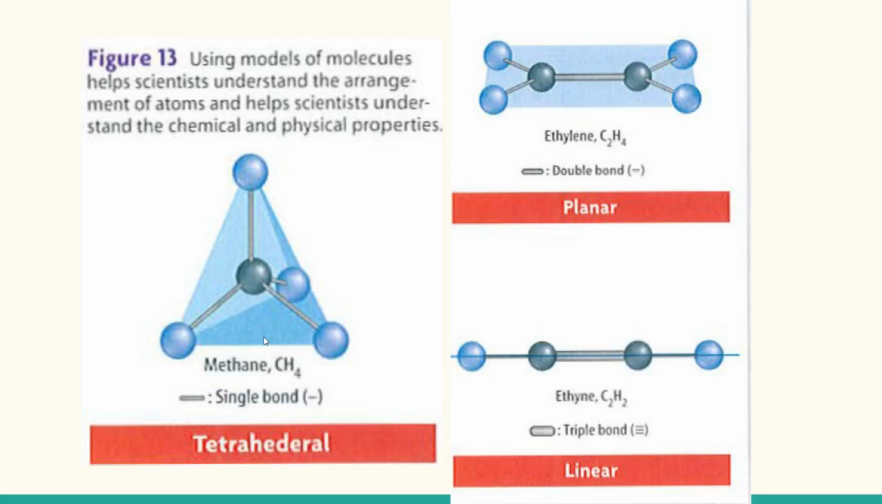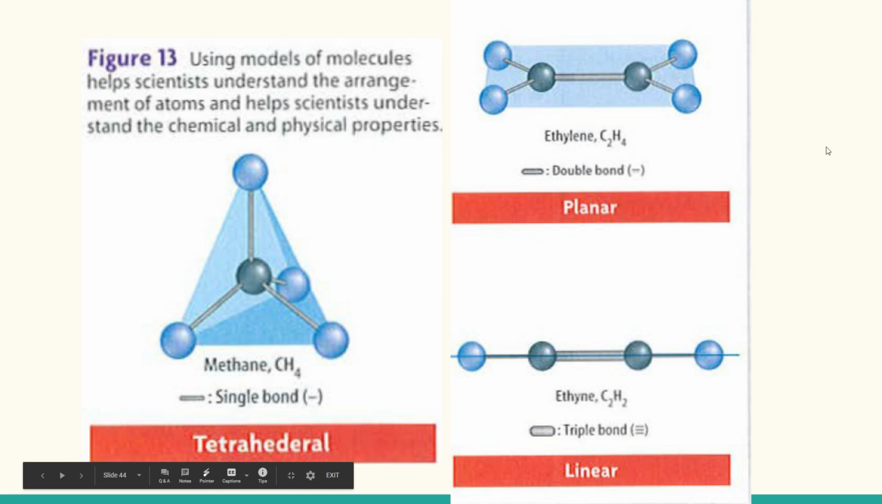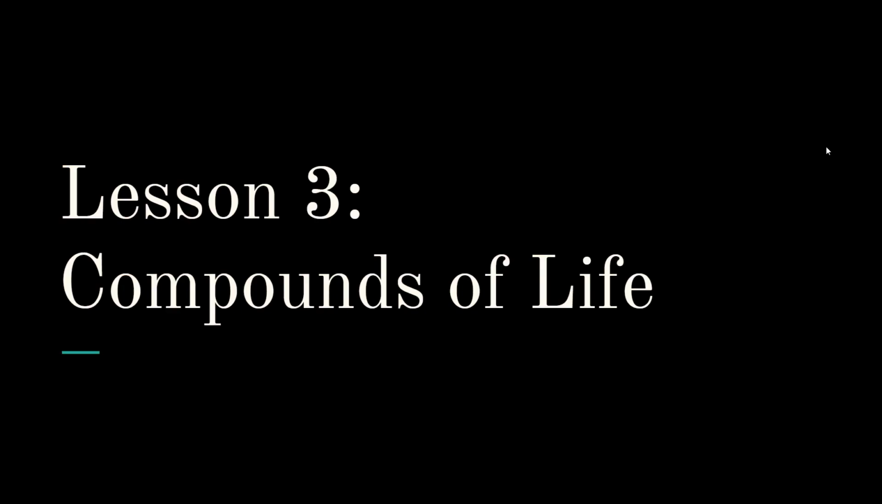A tetrahedral shape is this pyramid right here. Tetrahedral. It's a 3D pyramid almost. And that's it for lesson 2.